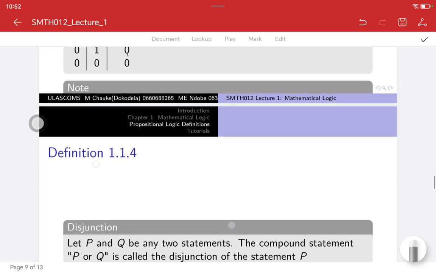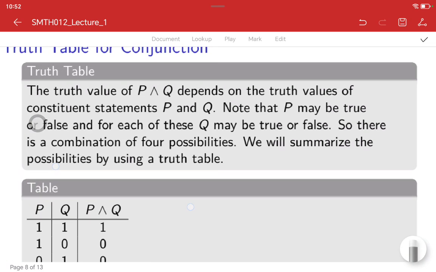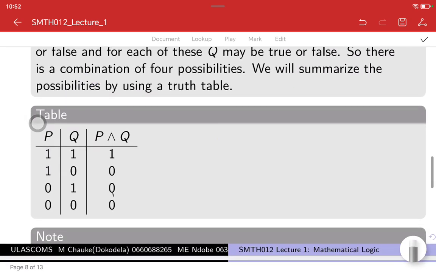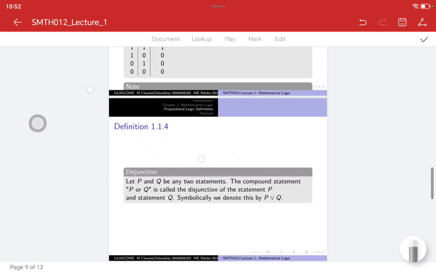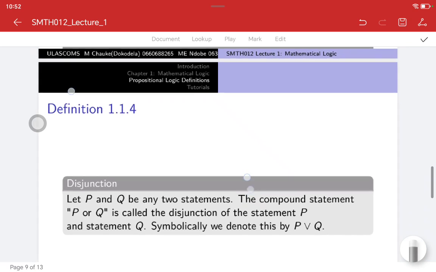So now another thing that I can say is that for conjunction, for this statement to be true, both the statements should be true. You see even here, the only way we can get one on conjunction is when P is one and Q is one. So for this statement to be true, it's when these two statements are true. We must always remember that.